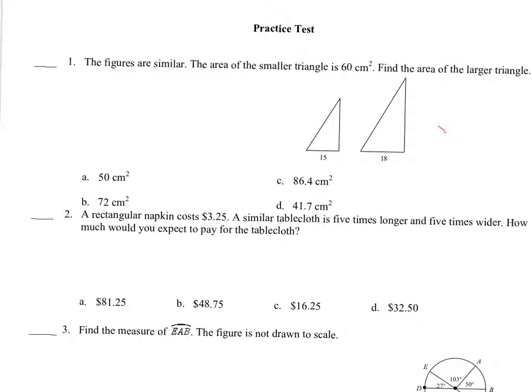Alrighty then, on to the good stuff. It says the figures are similar. The area of the smaller one is less than the area of the larger one. So I need to find my area ratio. First thing I'm going to do is my perimeter ratio. Stay nice and organized so you don't confuse one for the other.